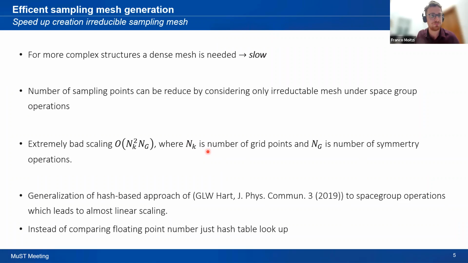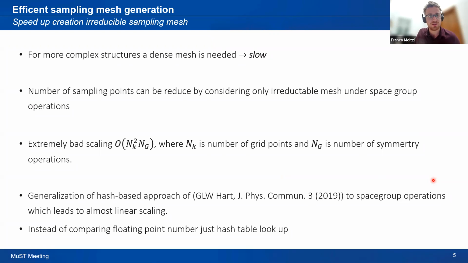So one way to reduce this is to do the search only in the irreducible wedge under the space group symmetry. However, finding this irreducible wedge, if one does it straightforwardly, is a really heavy task if the mesh is really dense. It's a really badly scaling algorithm with a lot of finite-precision floating point comparisons, where one also has to take into account some tolerances.